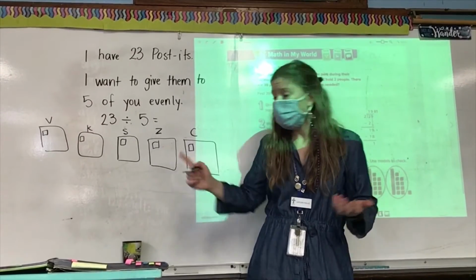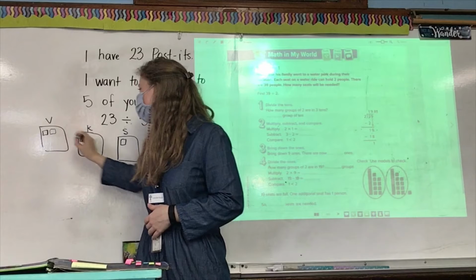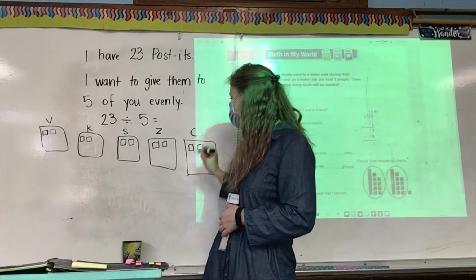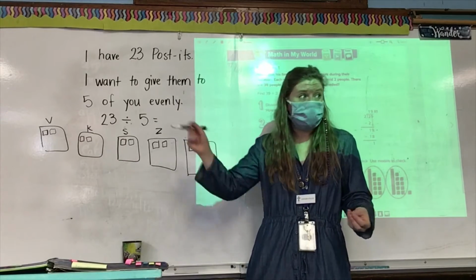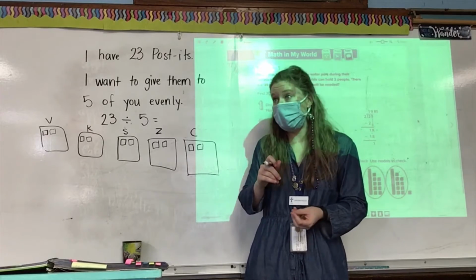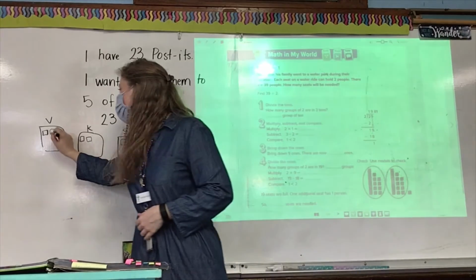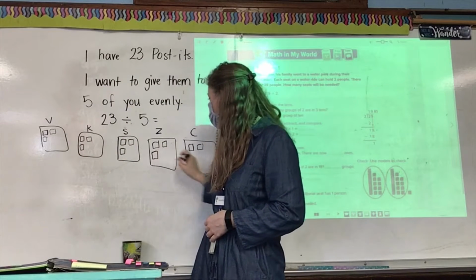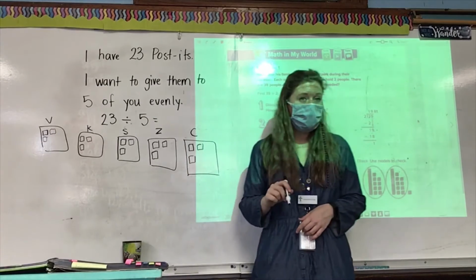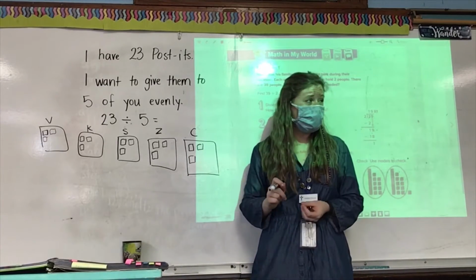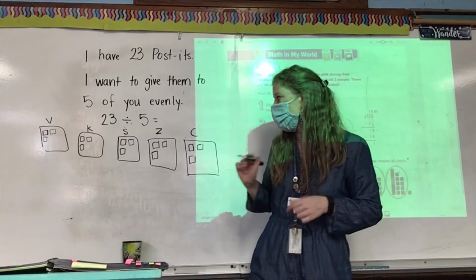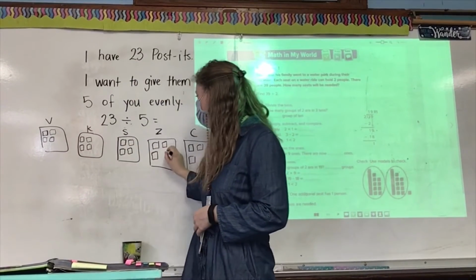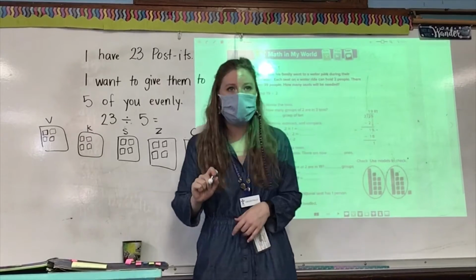around again, right? So I've got 5, 6, 7, 8, 9, 10. I know I still have enough to go around at least one more time. I have a lot more than 5 left. 11, 12, 13, 14, 15. I started with 23. I've given 15 away so far. I know I have more than 5 left. 16, 17, 18, 19, 20.